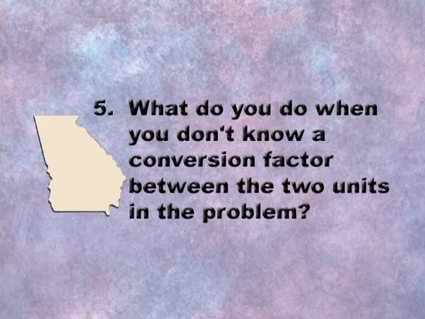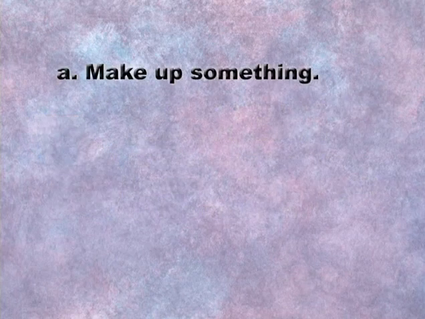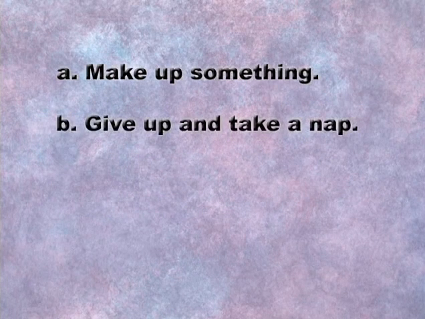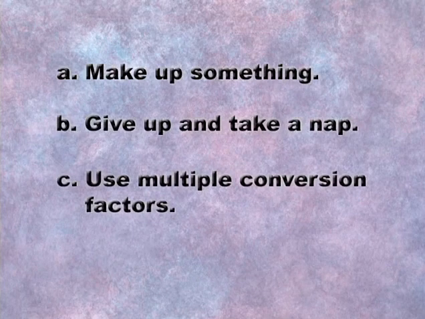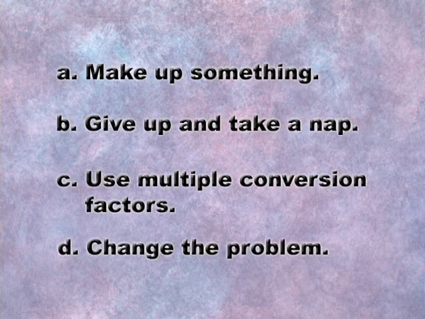Remember the road map as you answer question 5. What do you do when you don't know a conversion factor between the two units in the problem? A, make something up. B, give up and take a nap. C, use multiple conversion factors. D, change the problem.